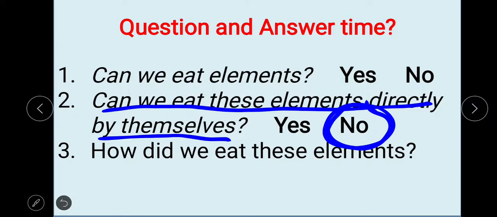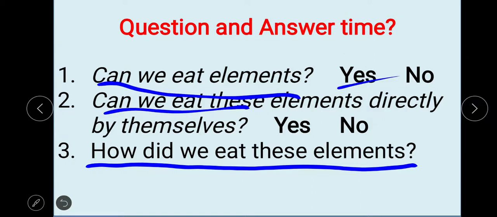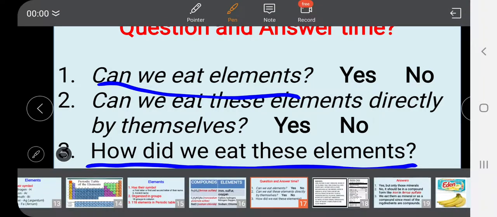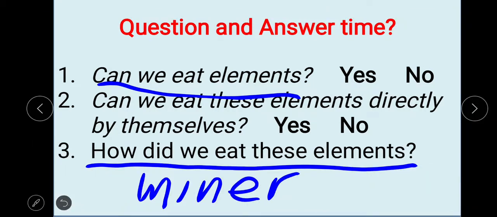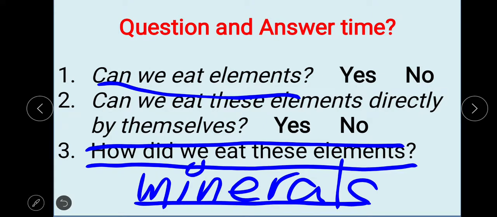Next, question number 3. How did we eat these elements? Because in number 1, can we eat these elements? The answer is yes. But can we eat them by themselves? No. But we are eating them. The question is, how did we eat them? Okay, we are eating these elements in the form of this one. Can you read this? As clear as you see, minerals. We are eating these elements in the form of minerals.